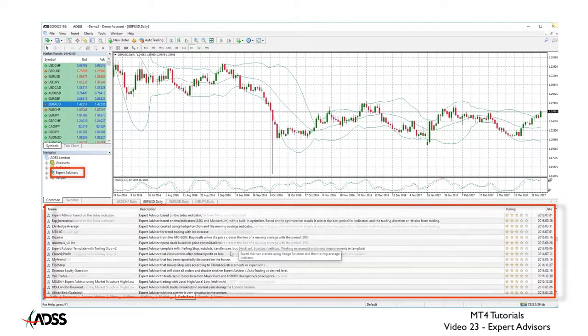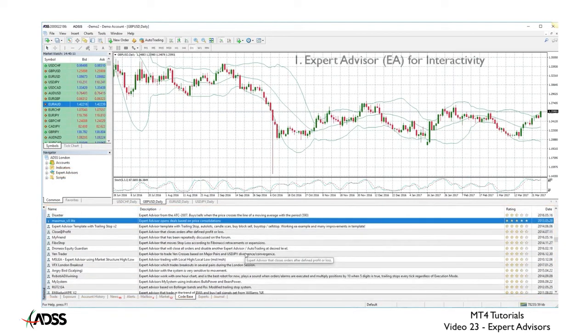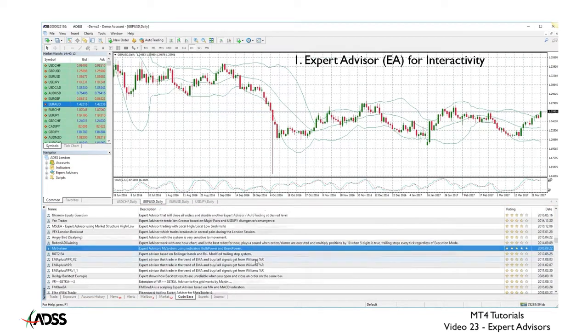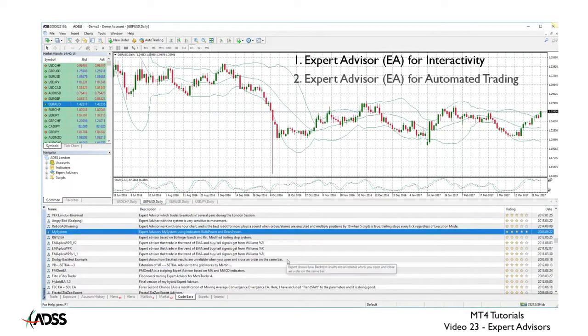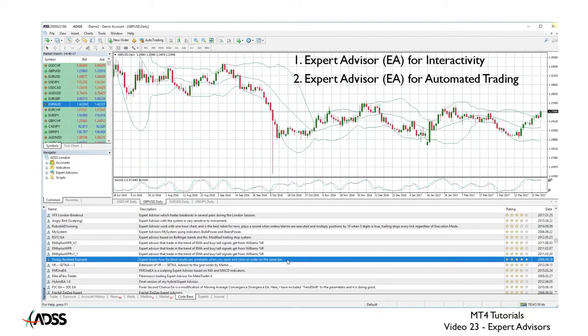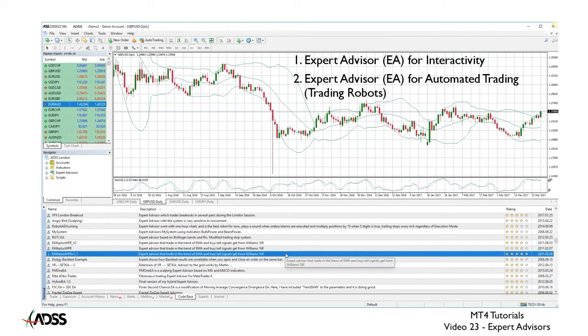There are generally two types of expert advisors. One where a third-party supplier needs to interact with your platform, and the other a coded script which will execute trades automatically. These are often called trading robots or bots.